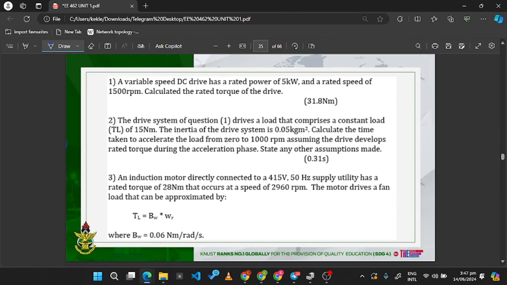So, for the first example, we have been given the power of the drive, that's 5 kilowatts, and the rated speed, and we are supposed to calculate the rated torque.